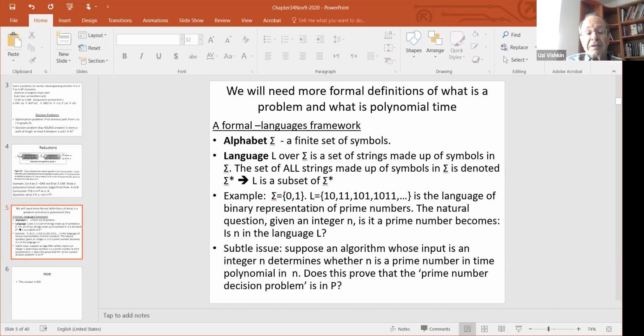So the language L in this example is all the prime numbers. Now, I allow you to represent numbers only using their binary representation, right? So this is 2, this is 3, this is 5, this is 7. You follow me, right? So the language of prime numbers will be all the binary strings that represent a number which is a prime number. Well defined, right?